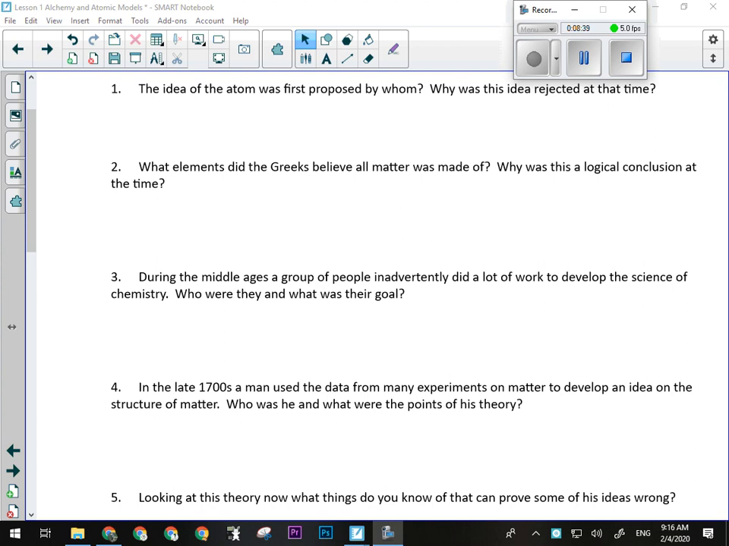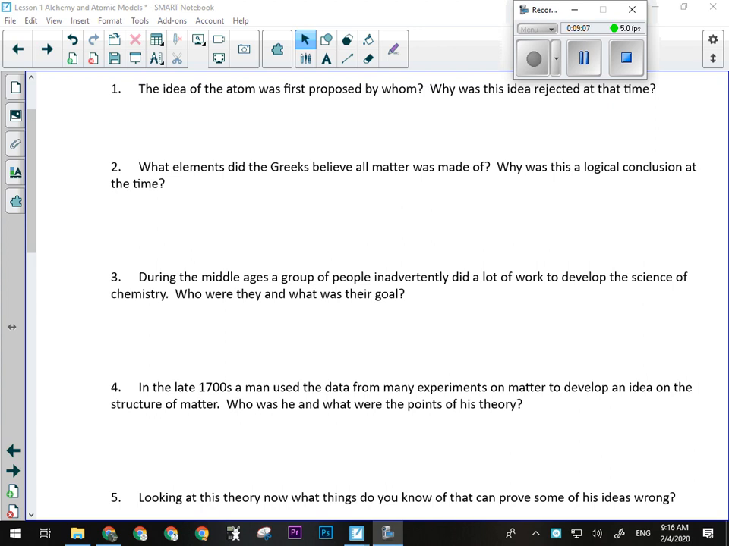For question number 3 here, during the Middle Ages, a group of people inadvertently did a lot of work to develop the science of chemistry. They were known as the alchemists. Their goal was to get rich by making lead turn into gold, or the elixir of life, or basically things that they could mix together and get rich off of. So that's what they were trying to do.